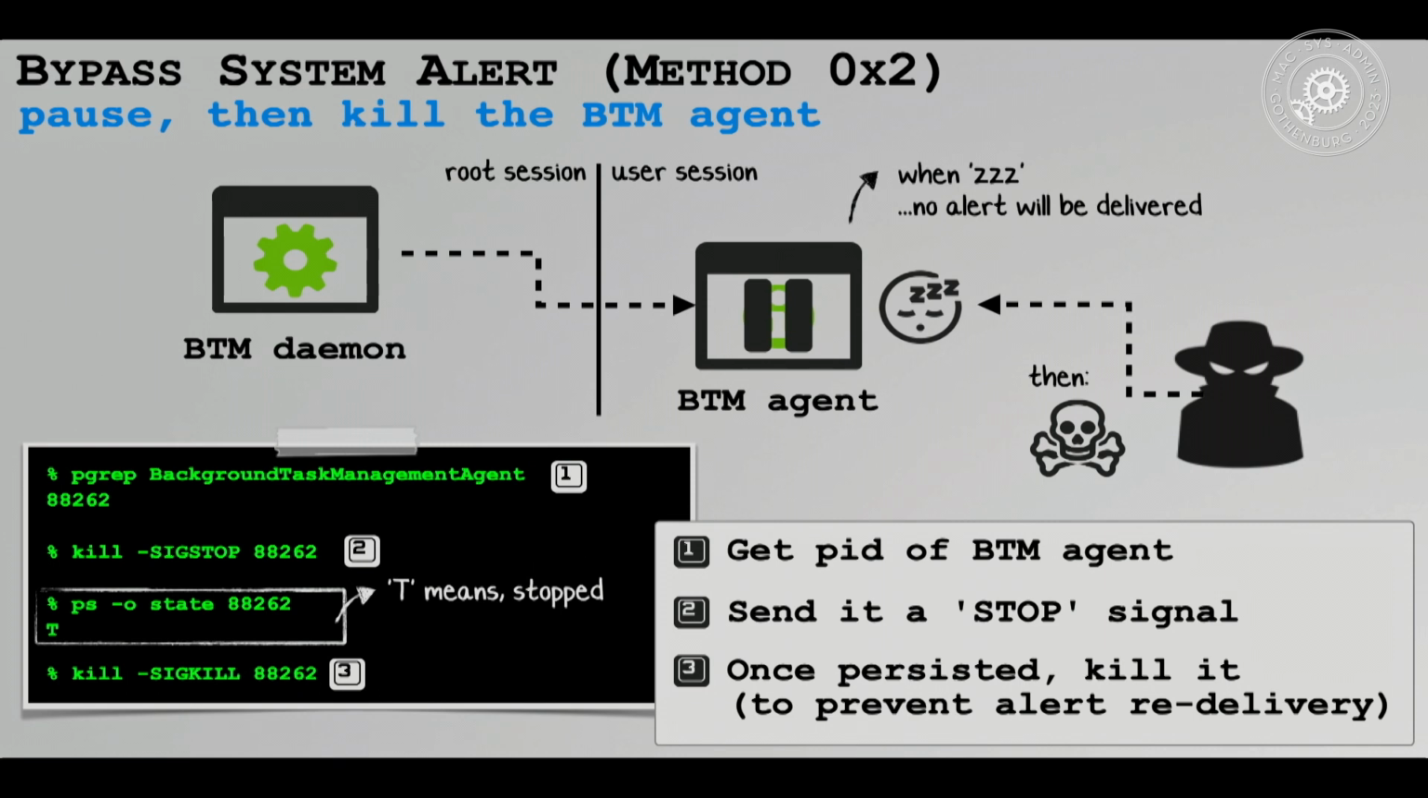And so that's exactly what we can do. Three easy steps. We get the process ID of the background task management agent. We send it a stop signal, which puts it to sleep. We persist the item. The alert is never shown because the agent responsible for displaying the alert is taking a siesta. And then once persisted, we kill the agent, which we can do because it's running with user privileges. The reason you have to kill it is if you resume it, that XPC message is actually queued, and as soon as it wakes up, it will display it. But if you kill it, it goes away, and that message is dropped. No alert to the user.